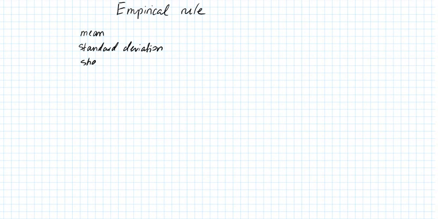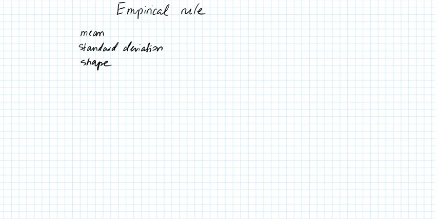Hello, today we're going to talk about the empirical rule and how to understand it, and later you'll learn to apply it to your lab and other examples. So what is the empirical rule? The empirical rule combines mean, standard deviation, and the shape. And the one very important rule.